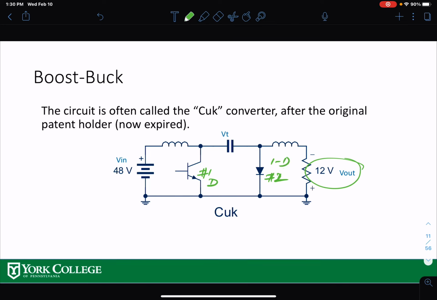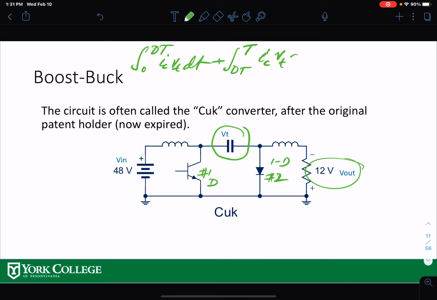So now the equation is we're balancing the energy across the capacitor. So from 0 to dt, current through the capacitor and voltage across the capacitor, there's power, times time would be energy, right? Then plus dt to t, IC, Vt, dt should be equal to 0. There's no net energy over the period in the capacitor.